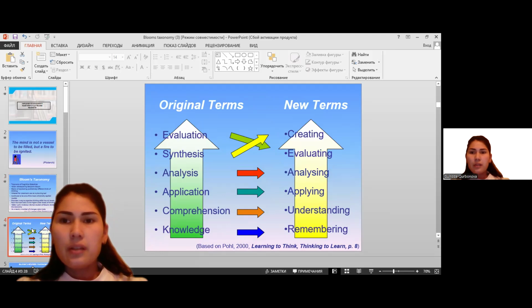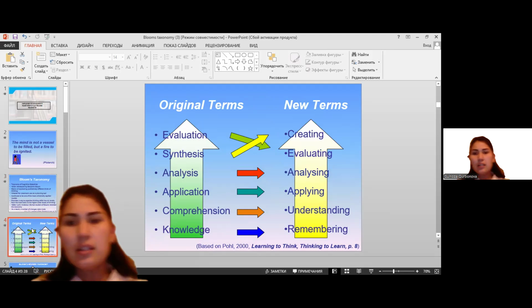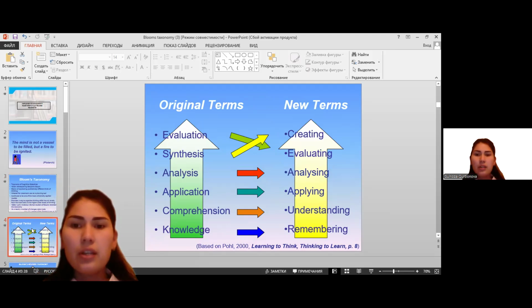Original terms and new terms. Evaluation became evaluating, synthesis became creating, analysis became analyzing, application became applying, comprehension became understanding, and knowledge became remembering.